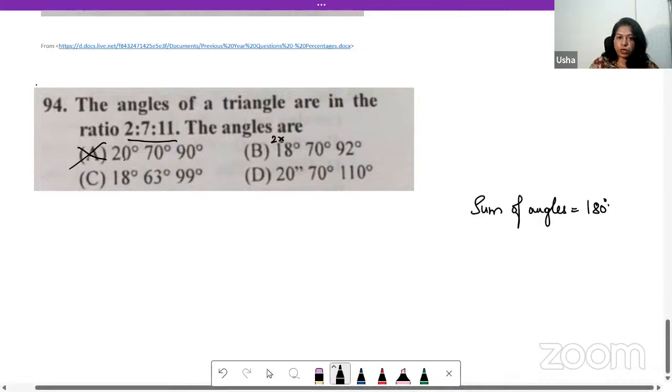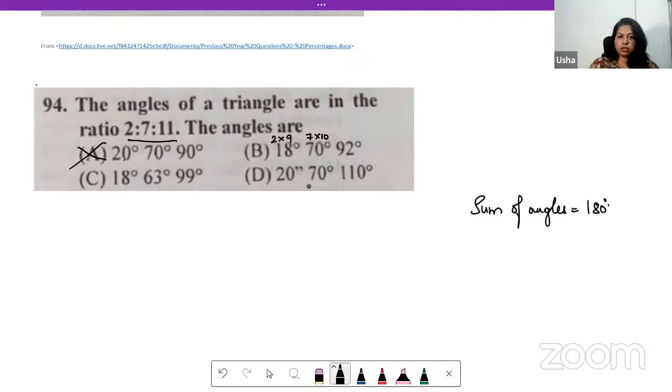So this is 2 into 9, whereas this is 7 into 10. That is not possible. Whatever you multiply for 2, the same number should be multiplied for each of them. And this is 162. Total is 180, but it is not as per the ratio. So this is not our answer.